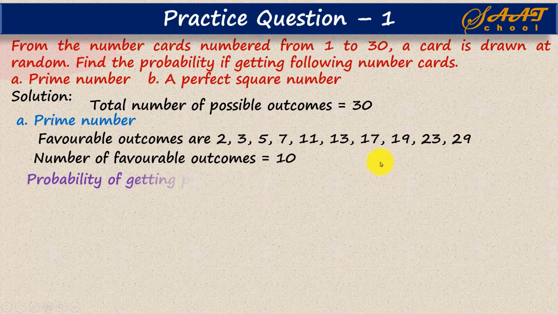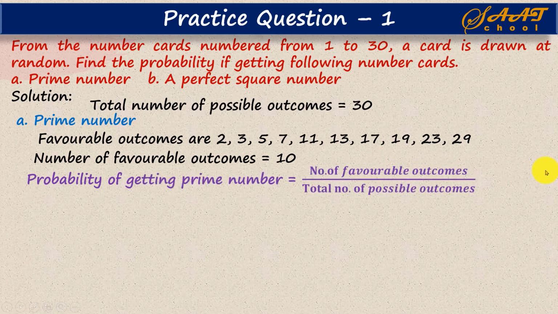Now using the relation, that is total number of favorable outcomes divided by total number of possible outcomes, in this case we have favorable outcomes which is 10 and possible outcomes which is 30, and that is finally 1 by 3. So this is probability of getting prime number.